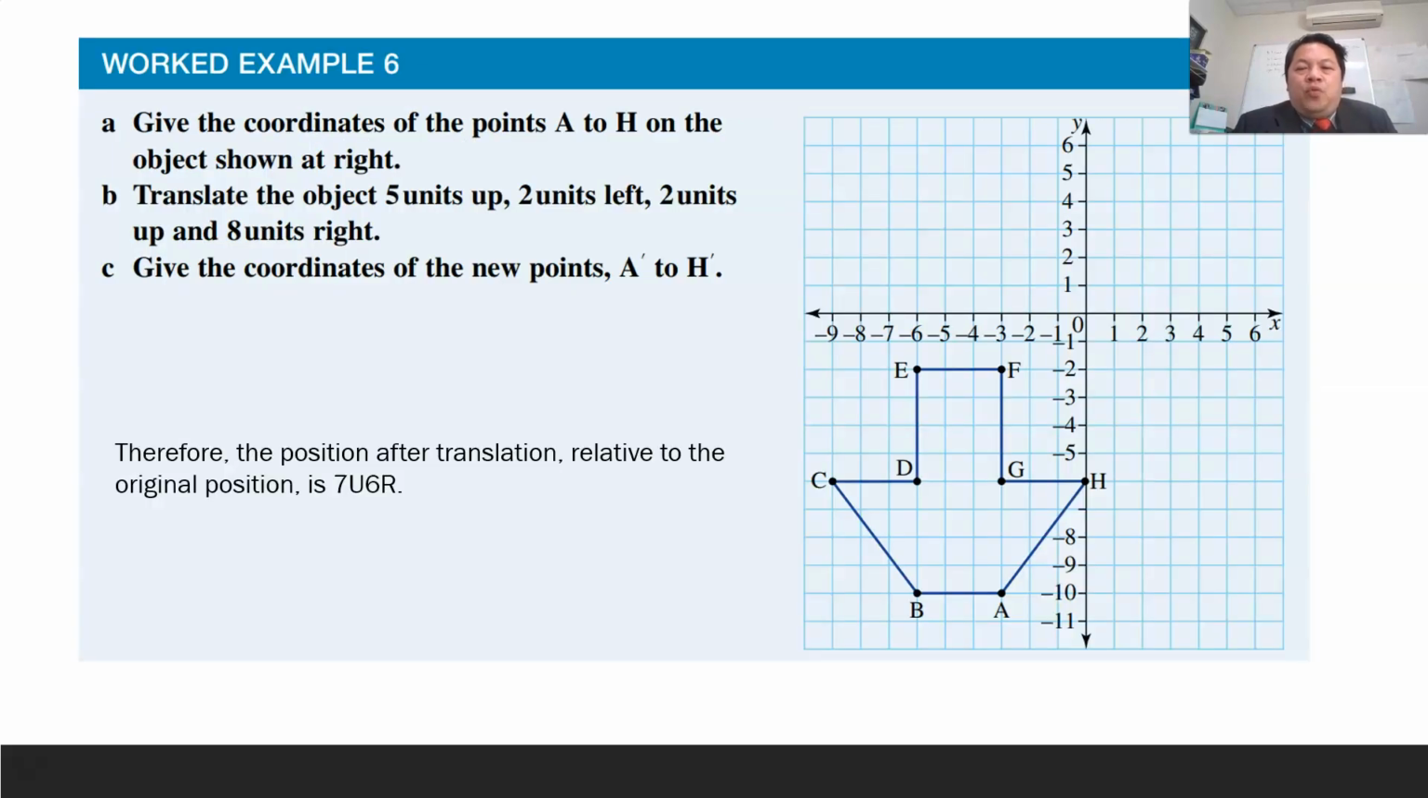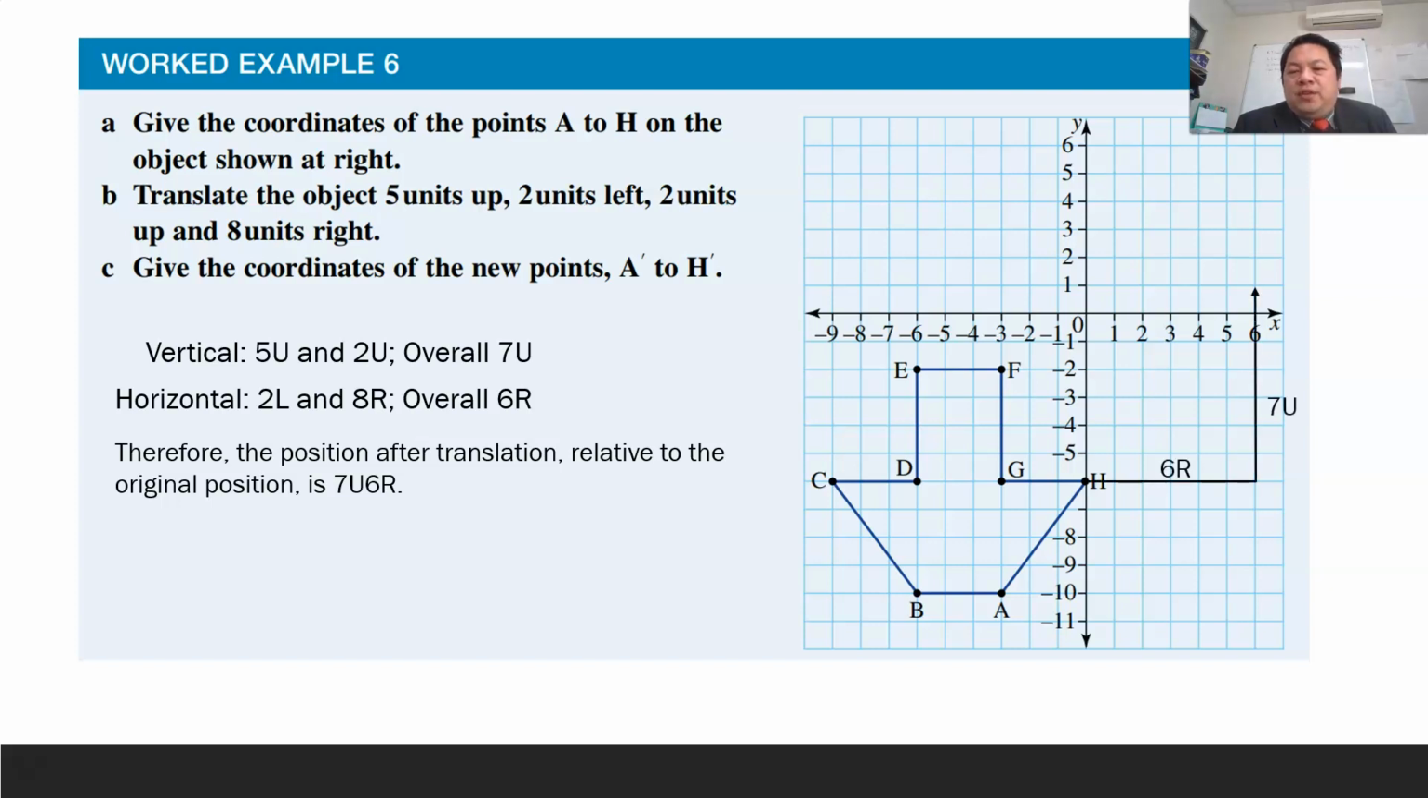How do we move one shape to another? Again, I do the overall. Vertical is 5 up, 2 up, so overall is 7 up. Horizontal is 2 left, 8 right, so it's actually 6 right. Just use one point as a reference: H, 6 right, 7 up. So I get a point there. Once I get H prime, I can find the corresponding points: H prime, A prime, B prime, C prime, D prime, E prime, F prime. That's how you label them.